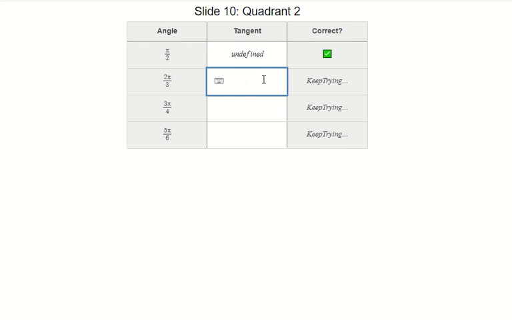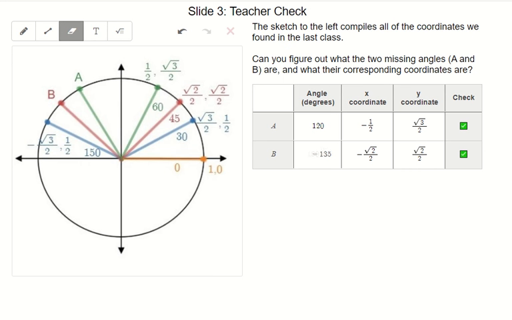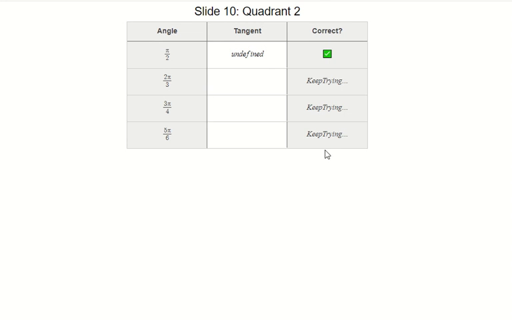And then 2 pi over 3, well, we can actually start getting a little more systematic about this. Pi over 3 is right here, and 2 pi over 3 is right here. They're the same reference triangle, which means they're going to have the same sine, cosine, and tangent, except the signs may change, positive or negative. So now we can get real systematic about it.